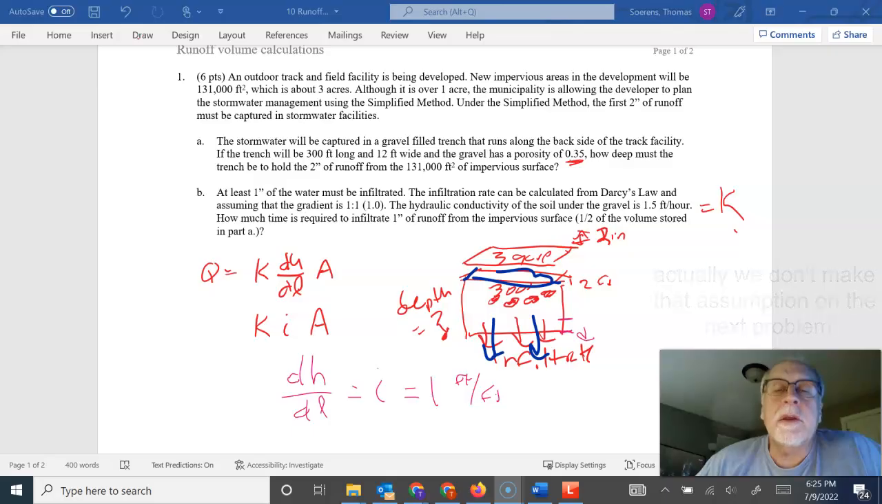So from that, again, calculate, solve for the depth here, and then solve for the time it takes to get the water out of there, get 1 inch infiltrated out of there.